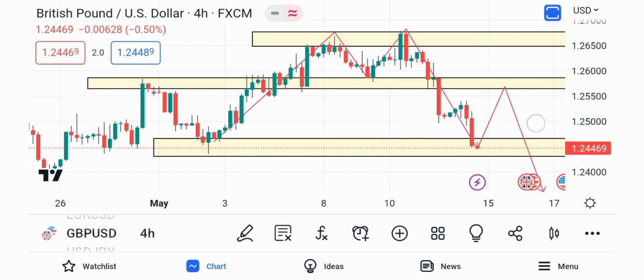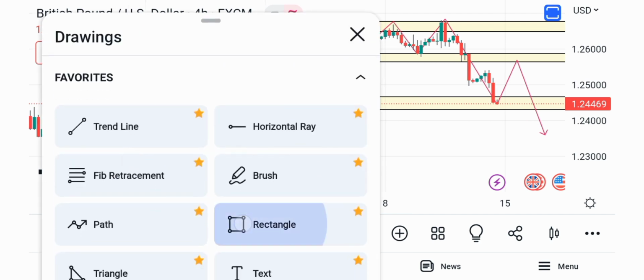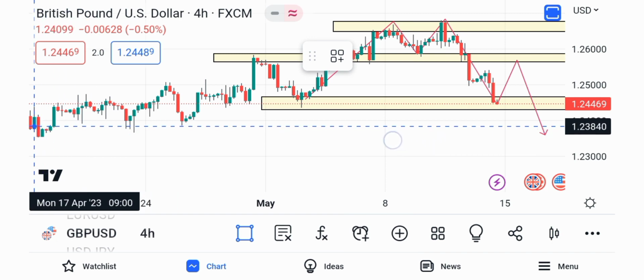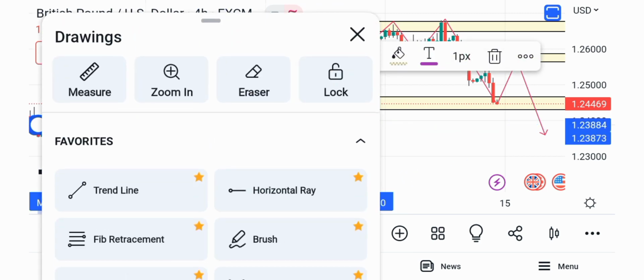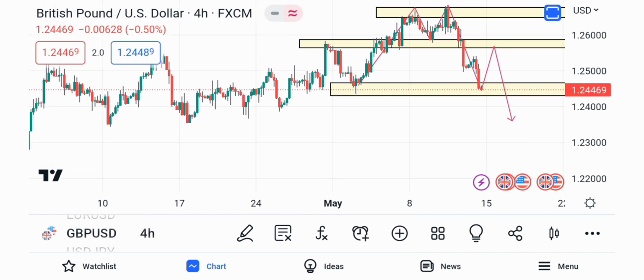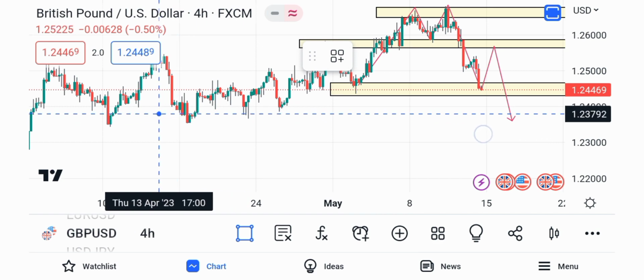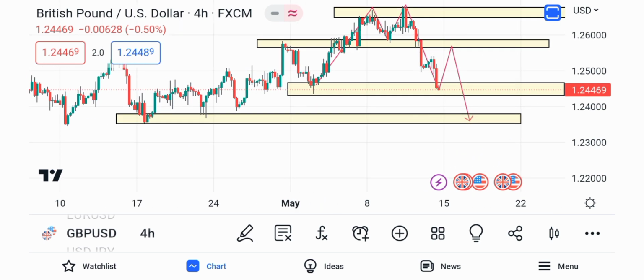If price decides to continue downwards, my next target is this level. My next target is this key level. So this is my analysis on GBPUSD.